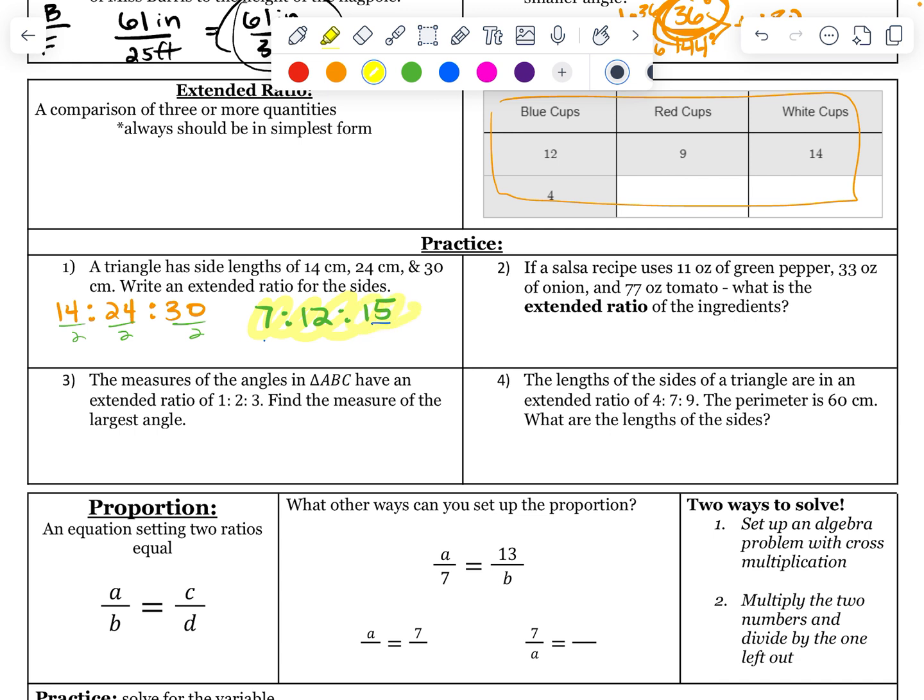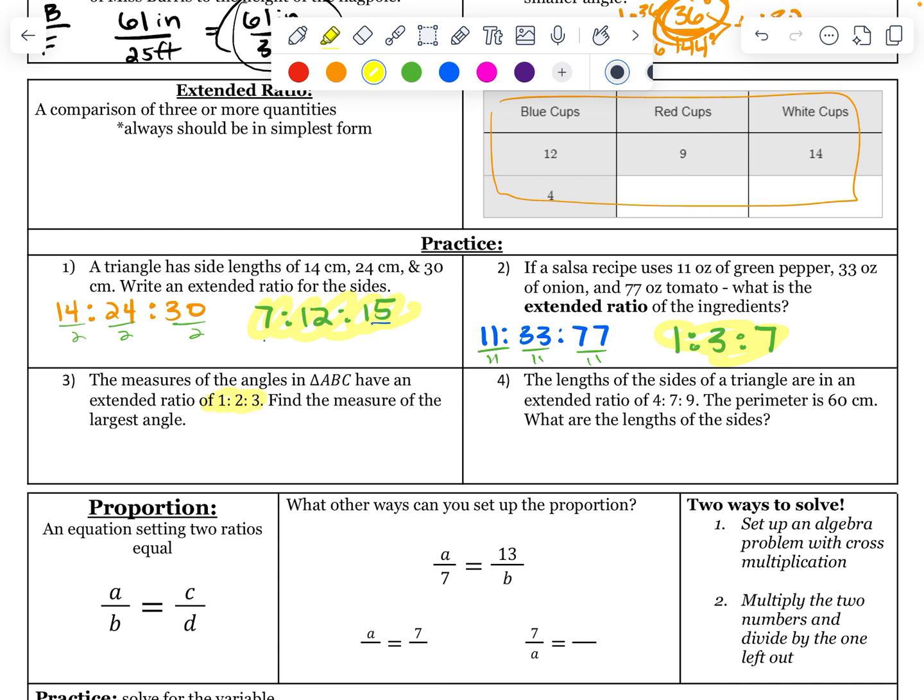All right, salsa recipe. What is the extended ratio of these ingredients? So I have 11 to 33 onion to 77. Those all look like they're divisible by 11 here. You need to know your multiplication facts, team. So it's 1 to 3 to 7 is my extended ratio of these ingredients. So we got to use these extended ratios.